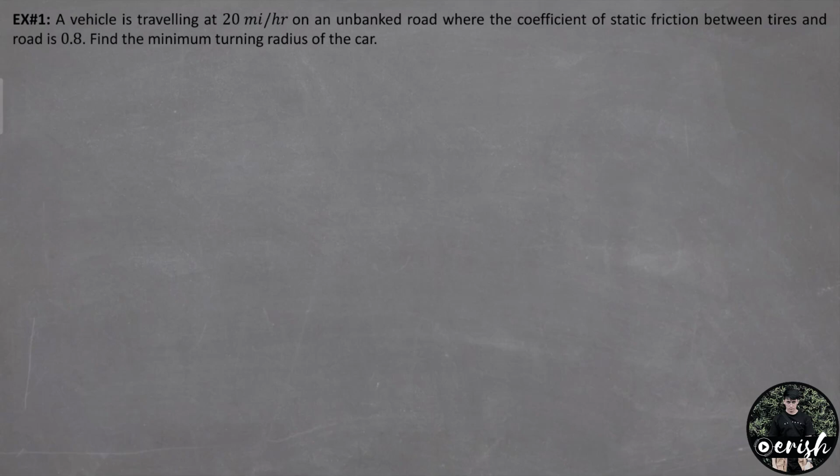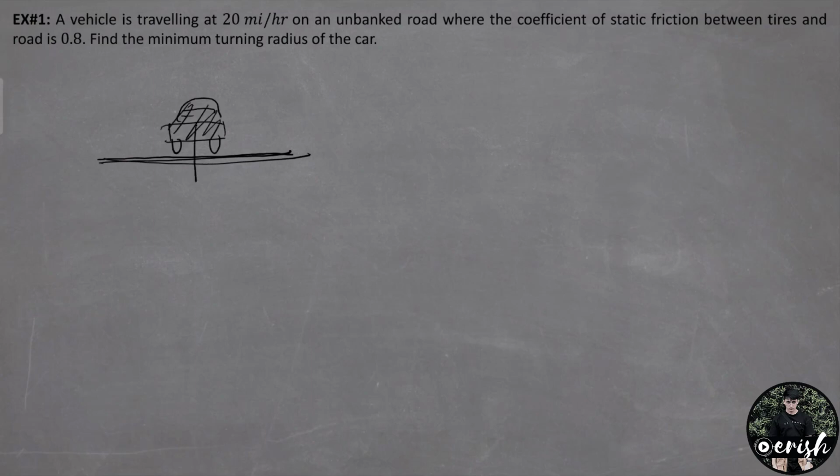Example number 1: a vehicle is traveling at 20 miles per hour on an unbanked road where the coefficient of static friction between tires and the road is 0.8. Find the minimum turning radius of the car. So let's draw the figure. So this is the unbanked road and this is the car.